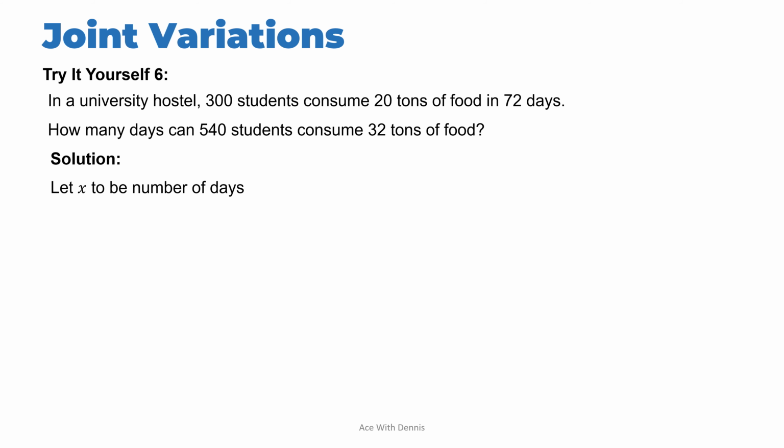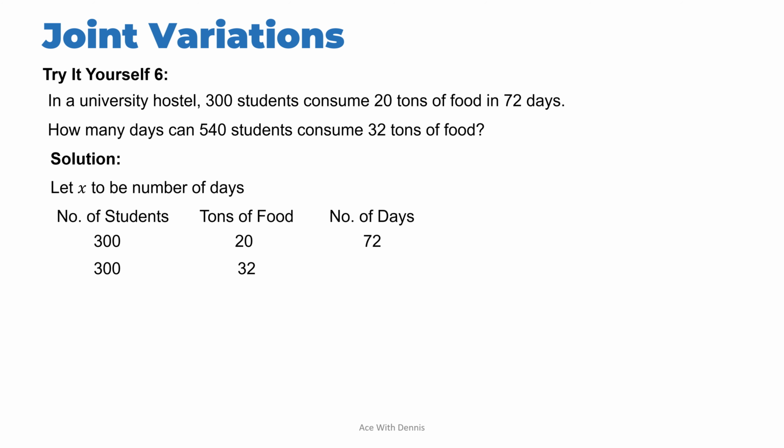Let x be the number of days, and then we can form the ratio: the number of students to tons of food to number of days. So these are the three quantities involved in this example. So we had 300 students consume 20 tons of food in 72 days. Next, same number of students, which is 300, with 32 tons of food, can take how many days to consume?